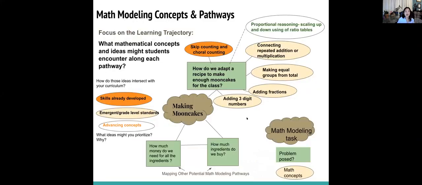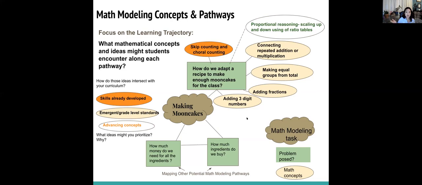So we actually did a lot of professional development around this. This lesson study allowed us to dig deeper into the math, but we also looked at this real world problem and thought about all these different pathways we could take. We decided to take that one pathway where we were looking at adapting a recipe, but many of you were talking earlier about ingredients, the cost, and all of those different mathematical pathways.